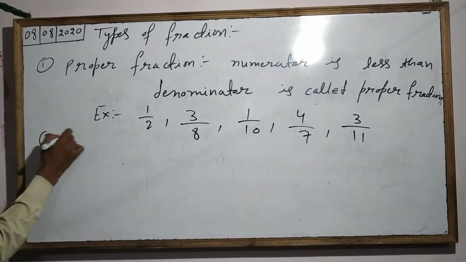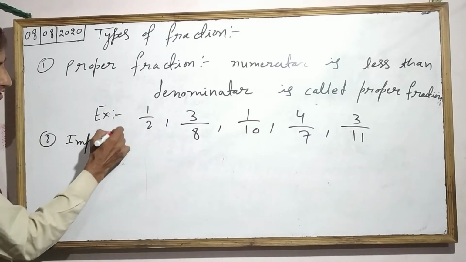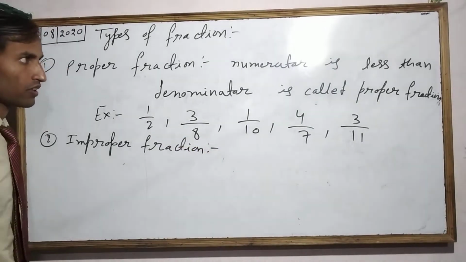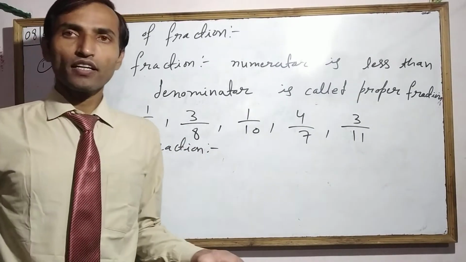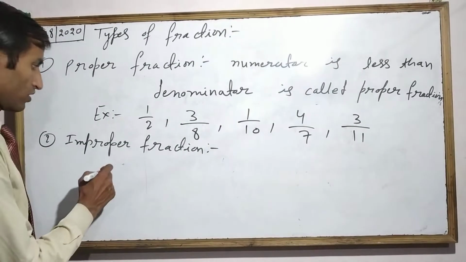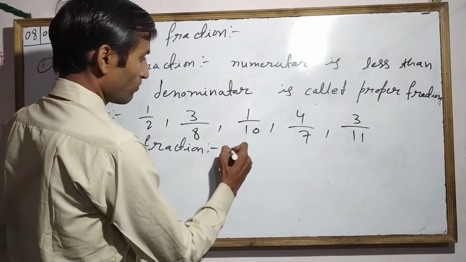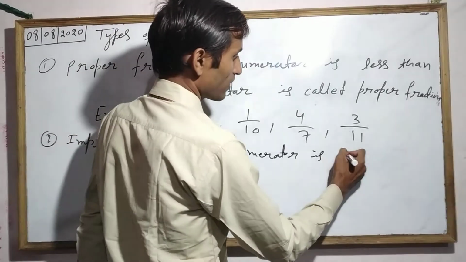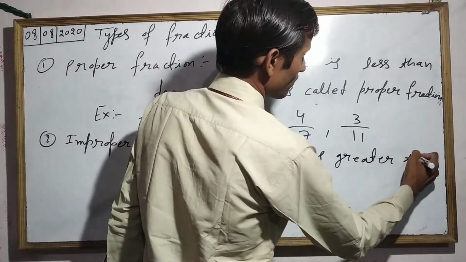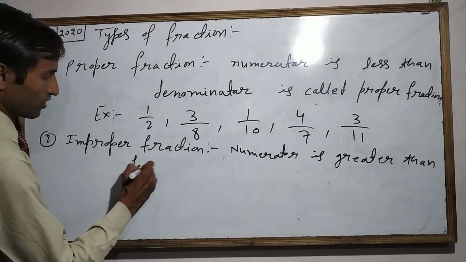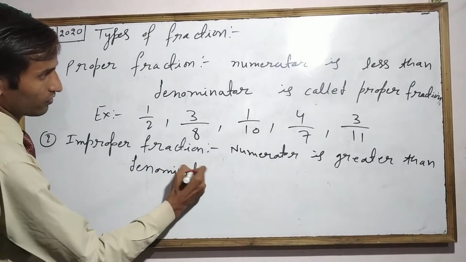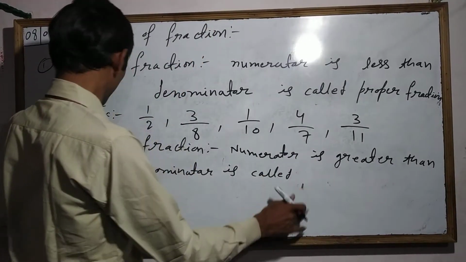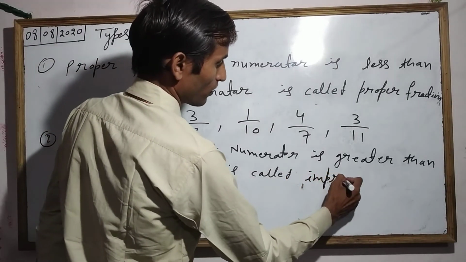Now second part is improper fraction. In improper fraction, numerator is greater than denominator. So just we have to write down here, numerator is greater than denominator is called improper fraction.